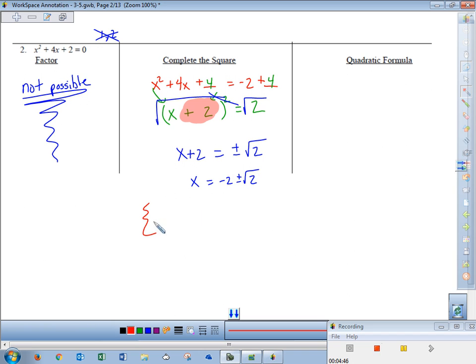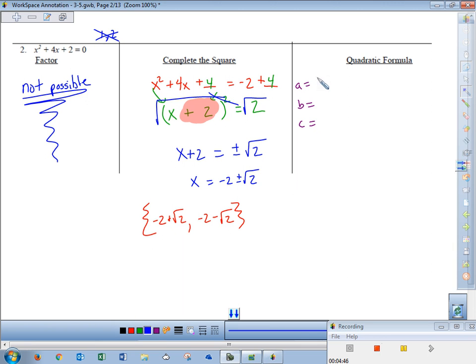There's two different answers there. Negative 2 plus the square root of 2, and negative 2 minus the square root of 2. Pretty simple to complete the square, because a was 1 and b was even in that situation. But hey, let's use the quadratic formula and realize it's really possible to do it that way. Let's see if it's easier or harder.